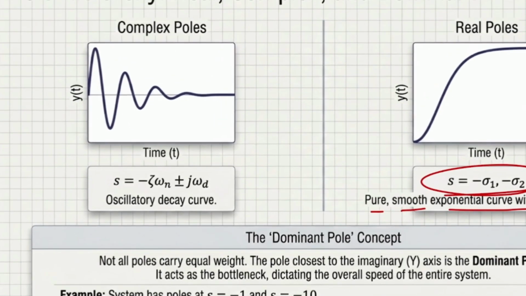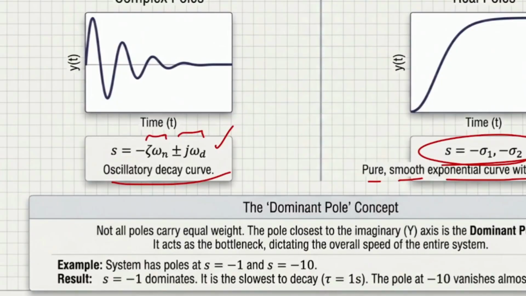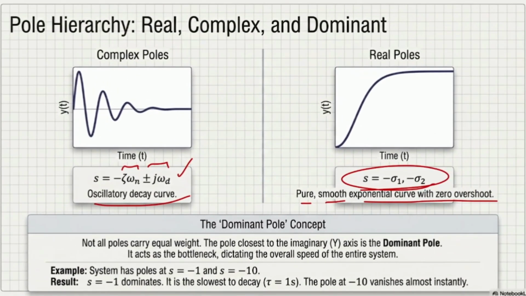On the other hand, if I have a system that has not only the real part but also the imaginary part, it means that I have an oscillatory system, and it's going to have a decay curve. But based on the fact that my poles are on the left side of the S-plane, I can consider that my system is stable. So at the end of the day, both of them are going to be stable.